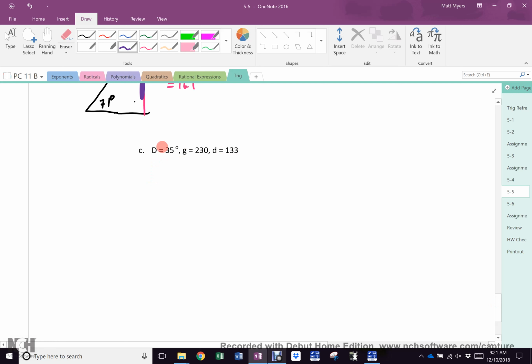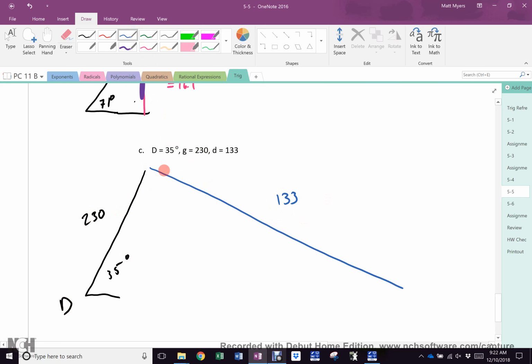How are we going to start this question? By doing what? What is the first thing we're going to do? We're going to draw our angle. And what value does that angle have, Lucas? 35. Nicely done. Which makes that D. So what does that make this? This has to be the 230, correct? And somewhere out over here has to be a 133, right? But I don't know if it's going to be out here or here or here, right?